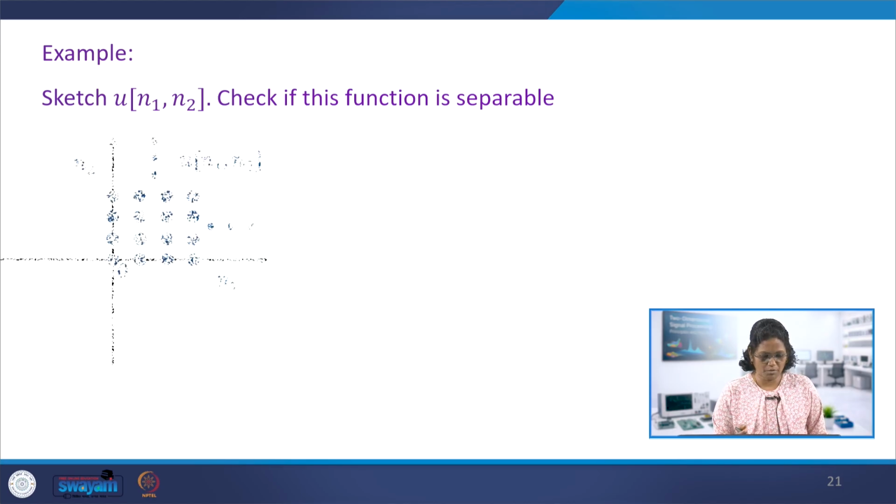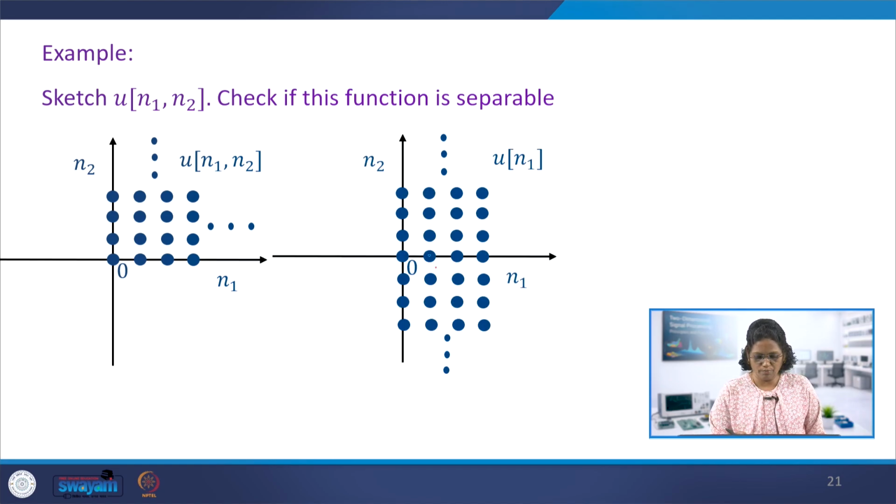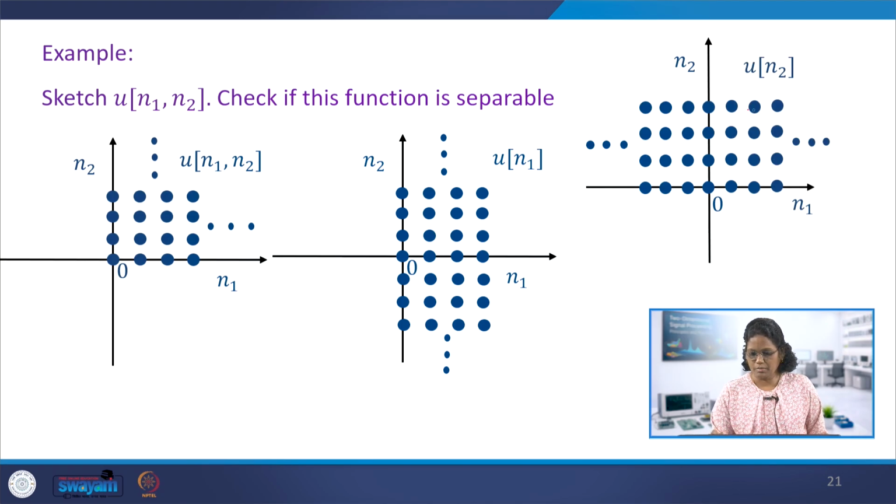Now sketch u of n1 comma n2 and check whether this function is separable or not. It is going to be u of n1 times u of n2. u of n1 exists for n1 greater than or equal to 0, and u of n2 exists for n2 greater than or equal to 0. In u of n1 the n2 can take both values, and in u of n2 the n1 takes both values, with n2 only greater than or equal to 0. If we multiply these two, we can definitely get u of n1 comma n2.